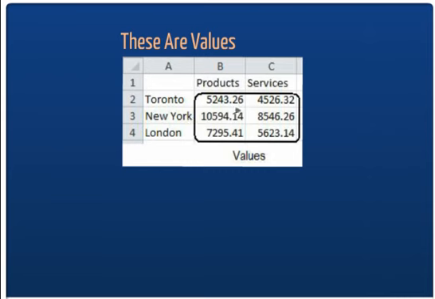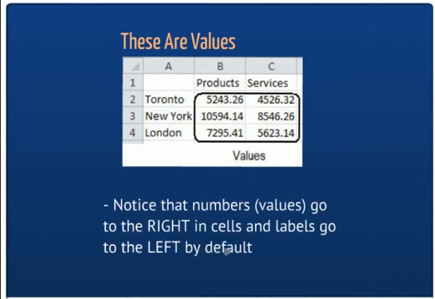Now, I want to pause here for a second and just explain the difference between a label and a value. You notice that values or numbers, they go to the right in a cell, and labels go to the left by default. You can change that, but as you're entering the data, the words are going to want to go to the left, like you can see London here in cell A4, and the values, like the products for London in cell B4, automatically go to the right.